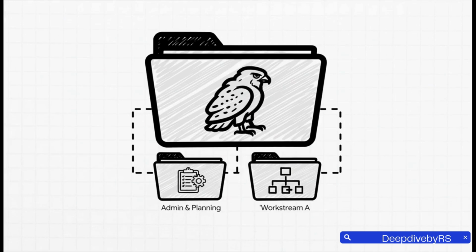Let's make this real. Imagine you're kicking off a new client project. We'll call it Project Falcon. You'd create a team named, well, Project Falcon. Then, right away, you could create a channel for admin and planning to handle all the logistics, and another one for Workstream A to discuss the core tasks. Just like that, all your project communication and files are organized and perfectly in context.